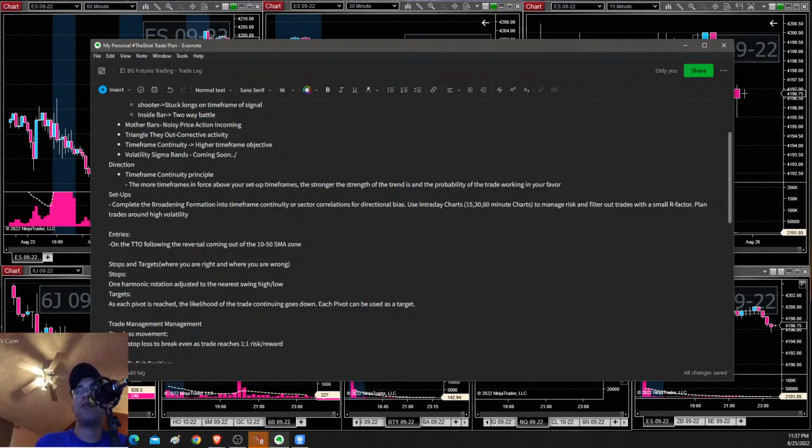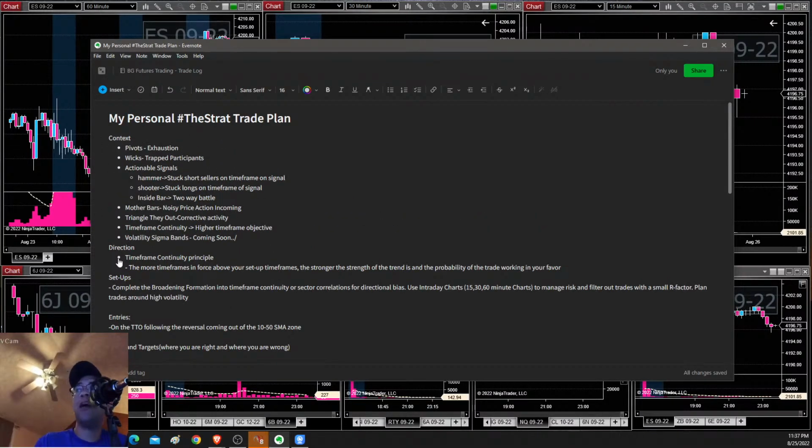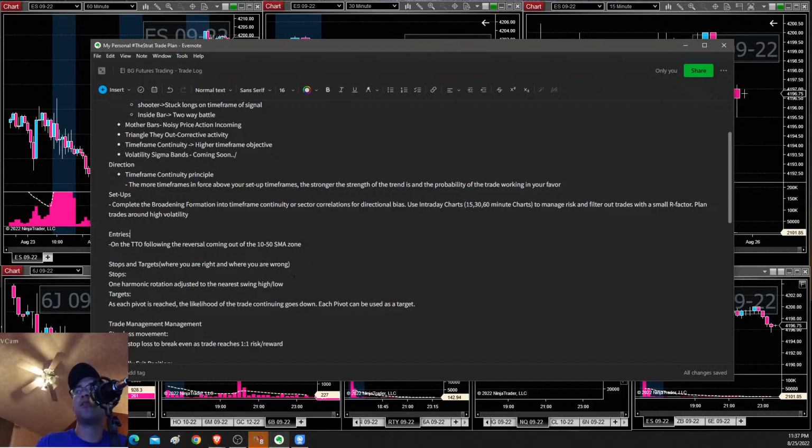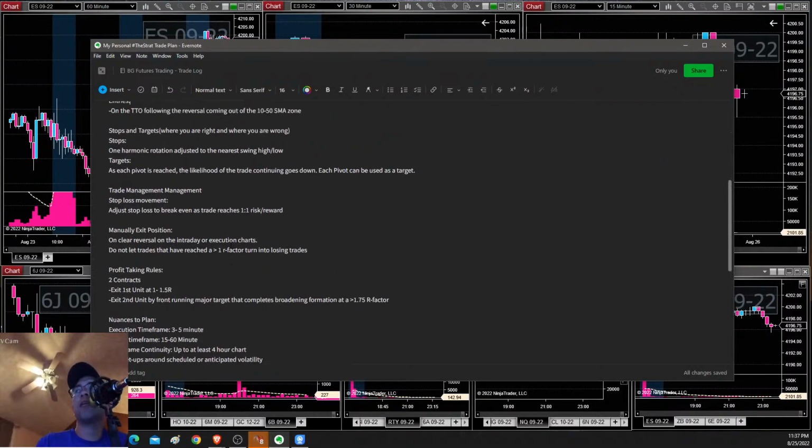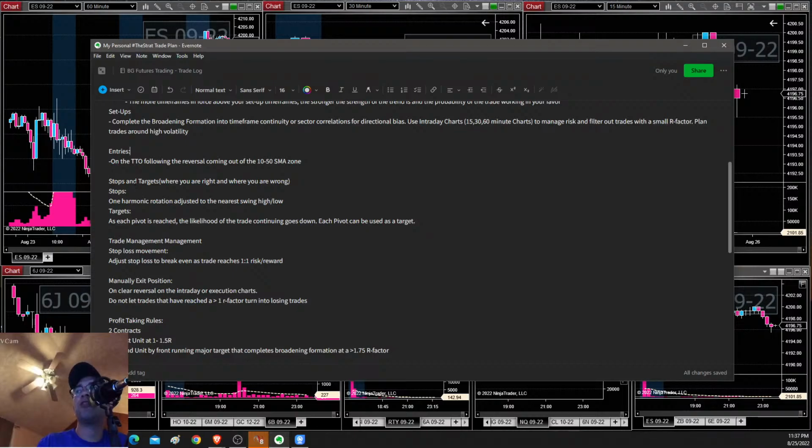So we have our setups. We're just completing the broadening formation like I showed you guys. Really, really simple concept. And we're taking the context and then direction, and we're using those to help us filter out trades and get ourselves into really good positions. For a trade plan, a good trade strategy, we also need to have stops and targets. So our stop is just one harmonic rotation. I just adjust these to the nearest swing high, swing low. I'll show you guys what I mean right now.